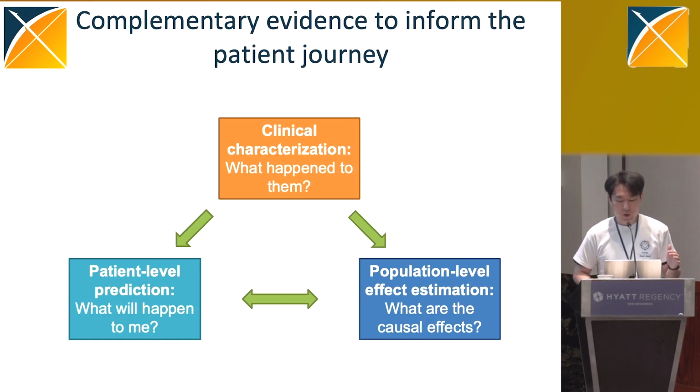So these questions can be grouped into three main areas within the OHDSI framework. First thing, clinical characterization. That means what is happening to these patients, which is observation. The second is patient-level prediction. So what will happen to me or what will happen to the patients, which is the inference question. And lastly, population-level effect estimation. So what is the causal effect, which focuses on causal inference.